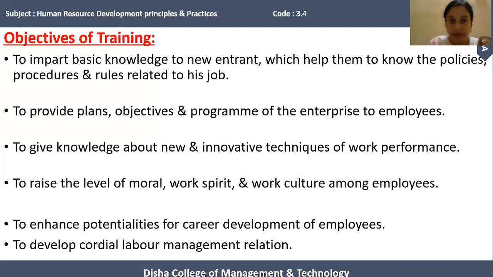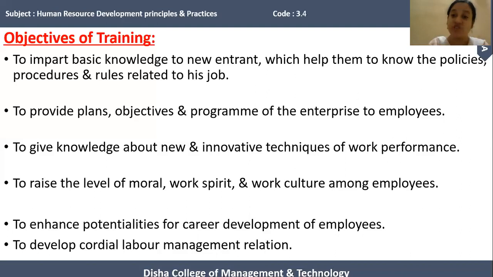First objective of training is to impart basic knowledge to new entrants, which helps them to know the policies, procedures, and rules related to their job. I told you that the organization provides a training program to a newly joined employee, because when a new employee enters an organization, that employee doesn't have any idea related to the organization's work, work culture and environment.